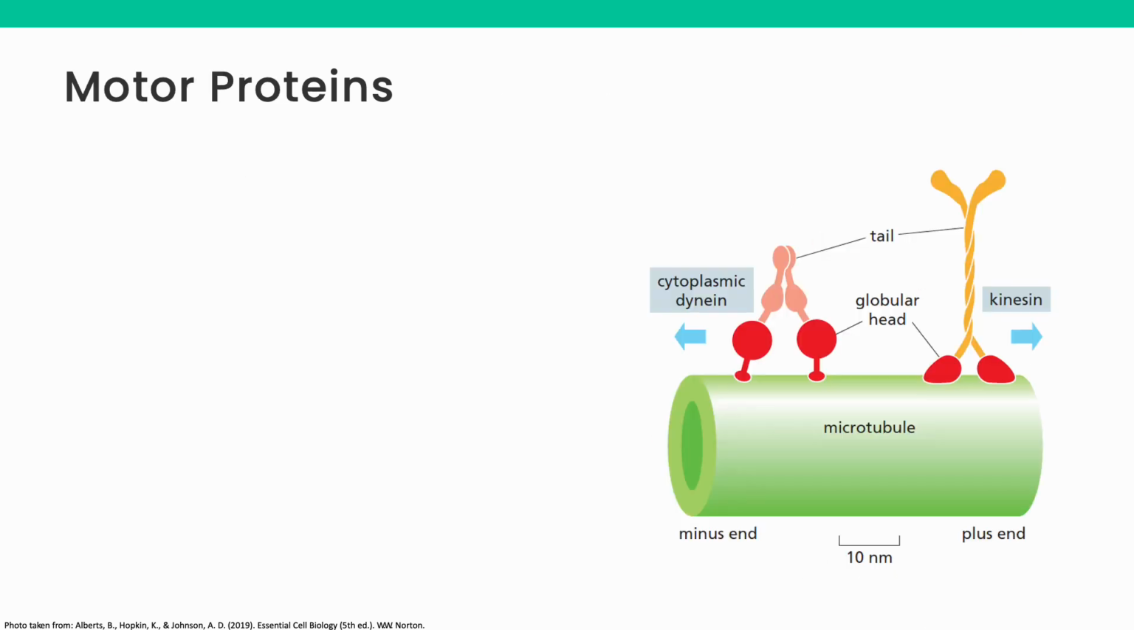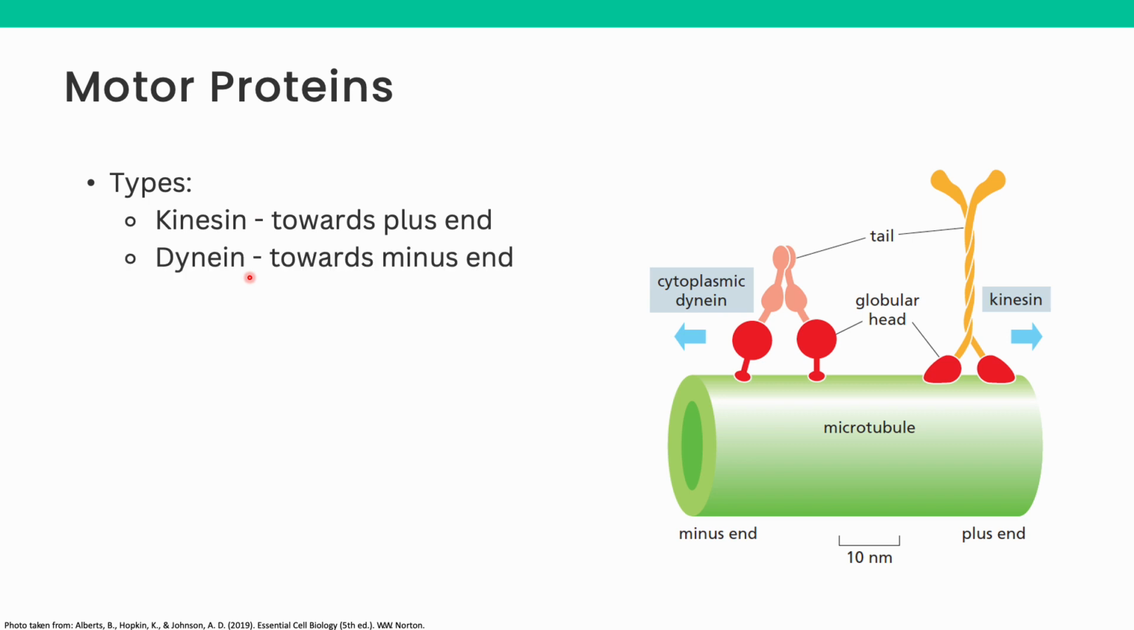Now let's talk about motor proteins. Previously, we said that our microtubules act as highways in our cell. And we can think of the motor proteins as the different cars that run along those highways. They are the ones that carry the cargo along these different microtubules. We have two main types of motor proteins, and we call them kinesin and dynein. Now our kinesin only moves one way, which is towards the plus end or away from the centrosome, and the dynein moves towards the minus end or going back to the centrosome.